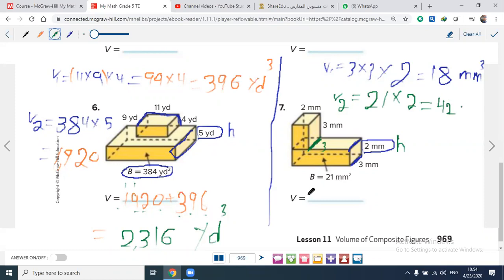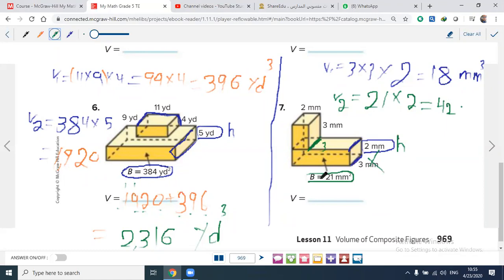Teacher, why didn't you use the 3 with the 21 and 2? Because here I have the base area. For the bottom one, the base area is 21. I don't need this one. I have the base and the height. I don't need the length. Okay?